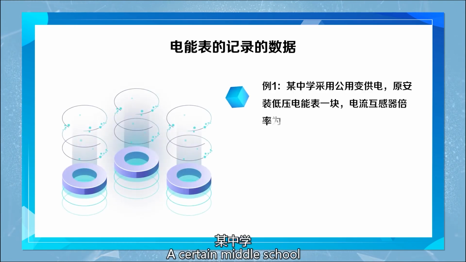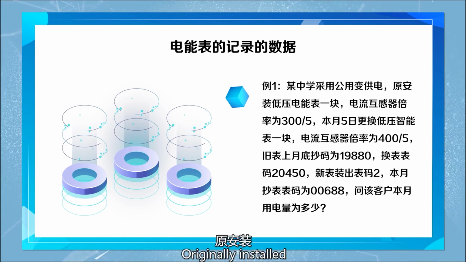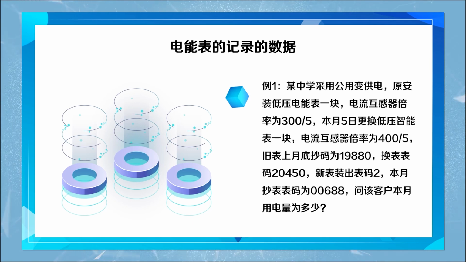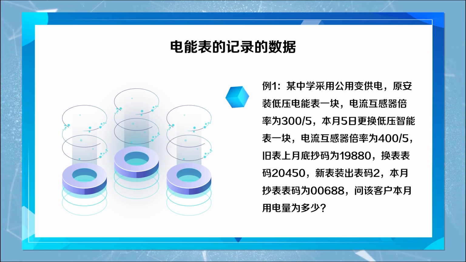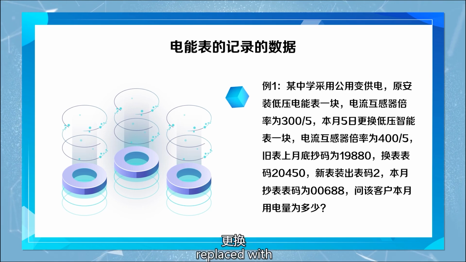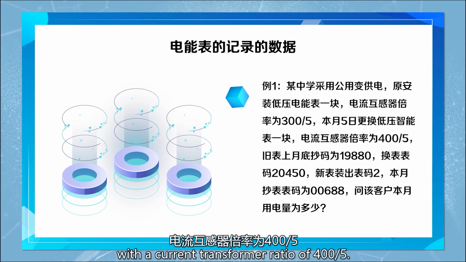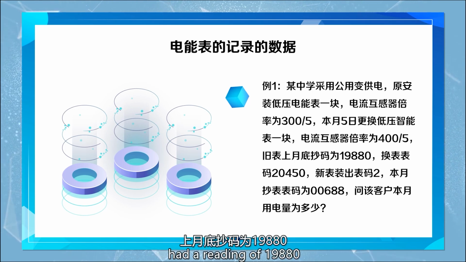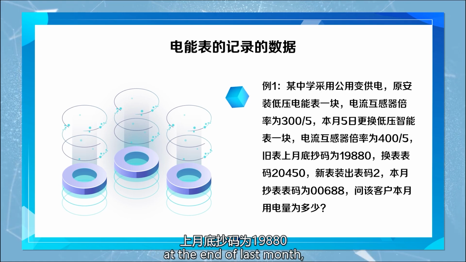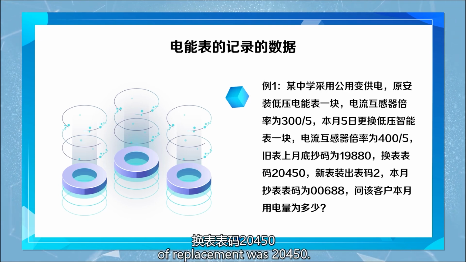Example 1. A certain middle school uses public transformer power supply, originally installed one low voltage meter, current transformer ratio of 300 divided by 5. On the 5th of this month, replaced with a low voltage smart meter, with a current transformer ratio of 400 divided by 5. The old meter had a reading of 19880 at the end of last month, and the reading at the time of replacement was 20450.